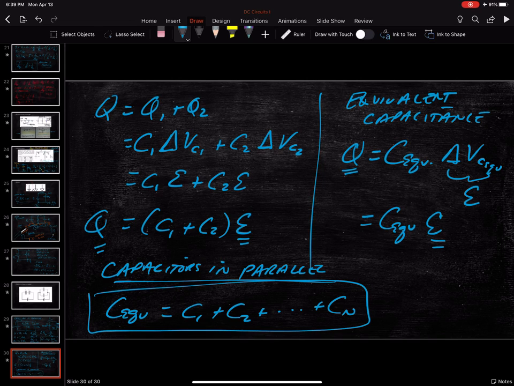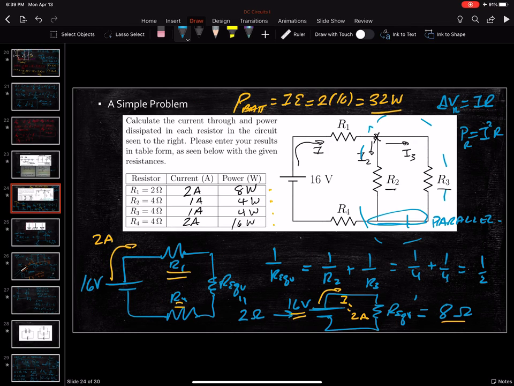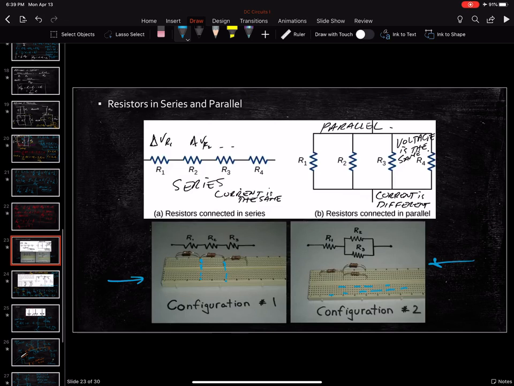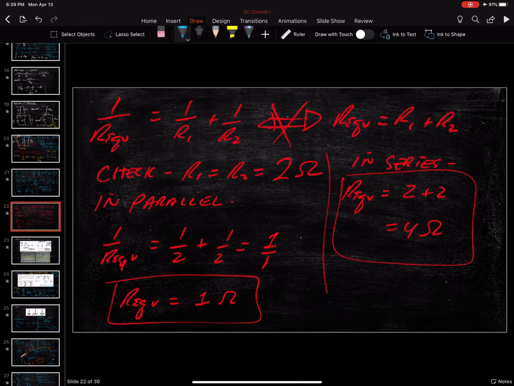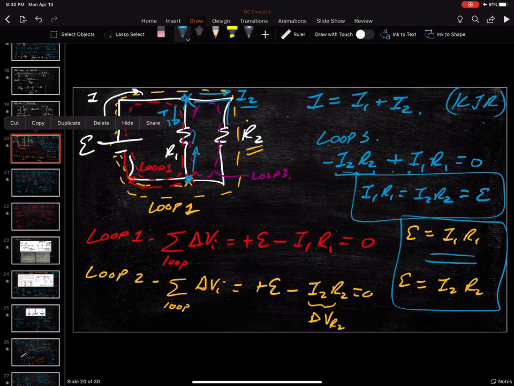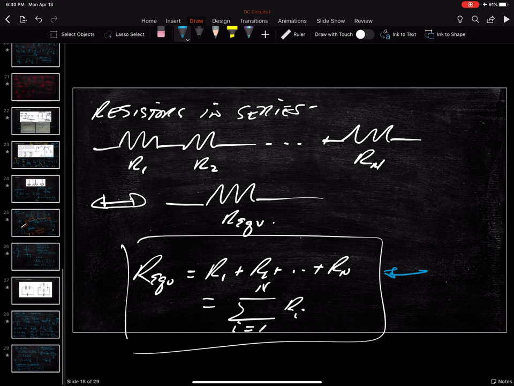So for capacitors in parallel, to get the equivalent capacitance of a bunch of capacitors in parallel, you sum the capacitances. Notice that is different than resistors in parallel. In the case of resistors in parallel, you take this inverse stuff. Resistors in series just add. Right here. So resistors in series are like capacitors in parallel.